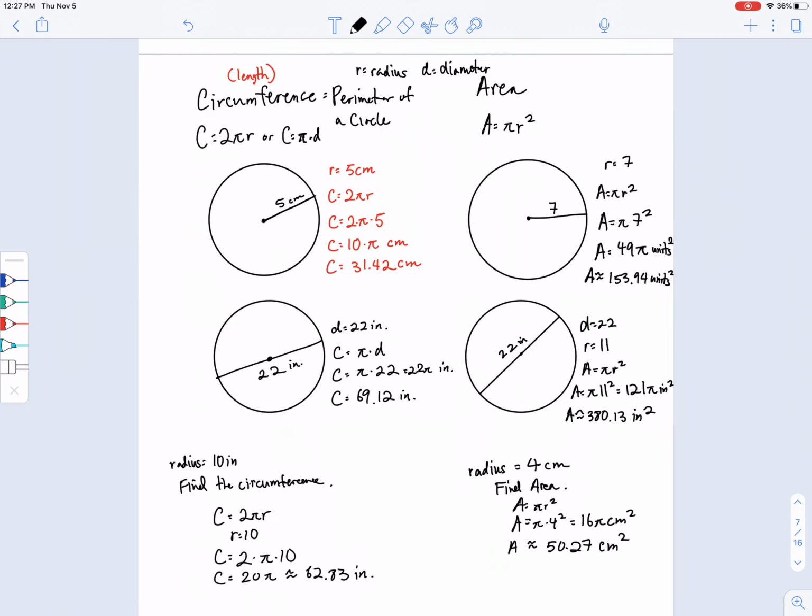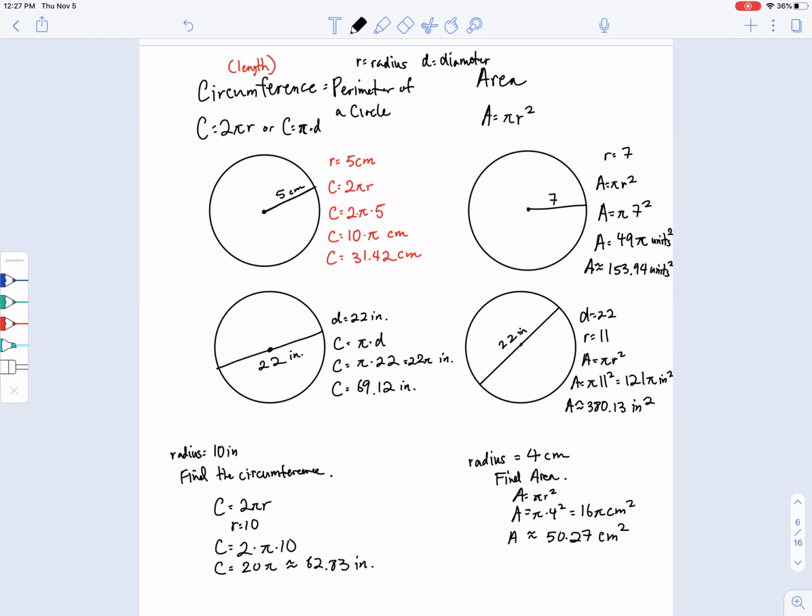So this was a little review of circumference and area of a circle, and we're going to use these two topics in a later lesson as well.